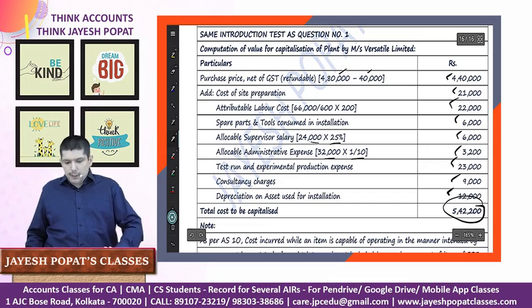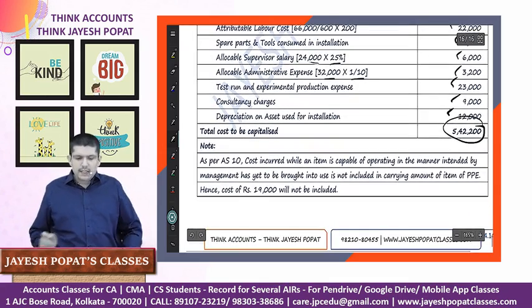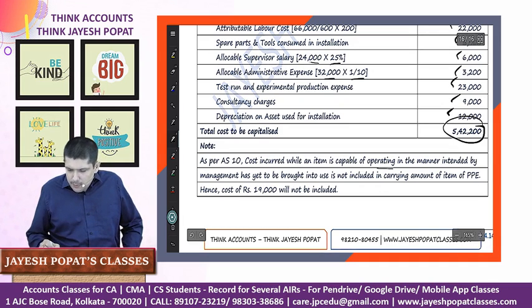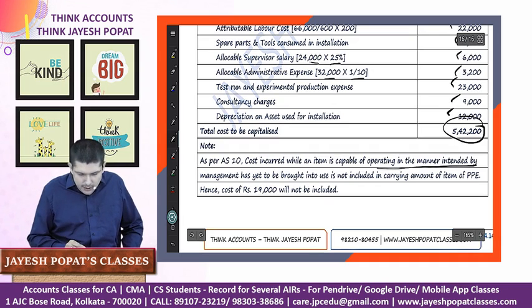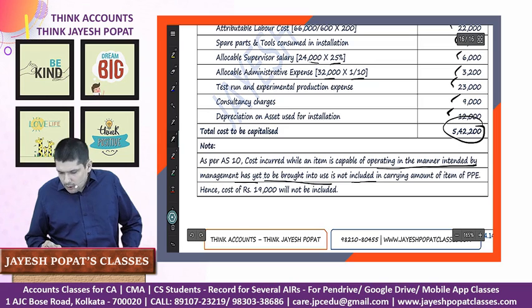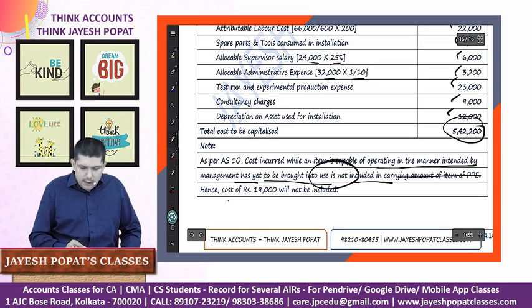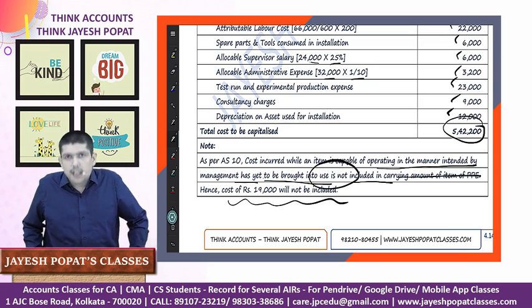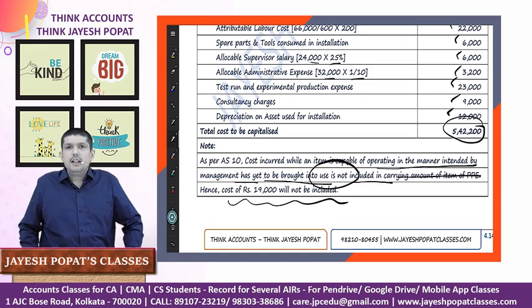This will become our cost of PPE, and we'll say as per Accounting Standard 10, cost incurred while an item is capable of operating in the manner intended by the management has yet to be brought into use or is not included in the carrying amount of PPE, and therefore 19,000 will not be included in the cost. So by this we are done with the revision of Accounting Standard 10.